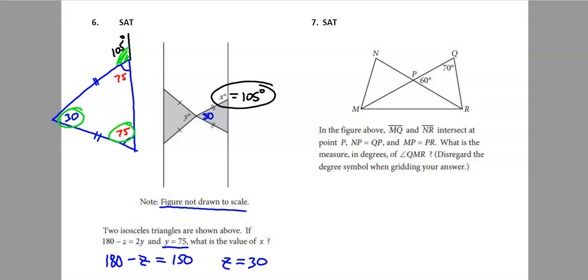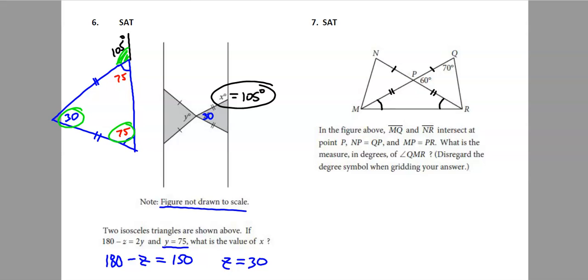Number 7 in the figure above, MQ and NR intersect at point P. NP equals QP. So let me mark that down. N to P equals Q to P, but there's no triangle there, so that really doesn't help me. And MP and PR, that helps me. So now I have MP and PR, which tells me that these two bottom angles have to be the same. Hopefully that'll help me out here at some point.